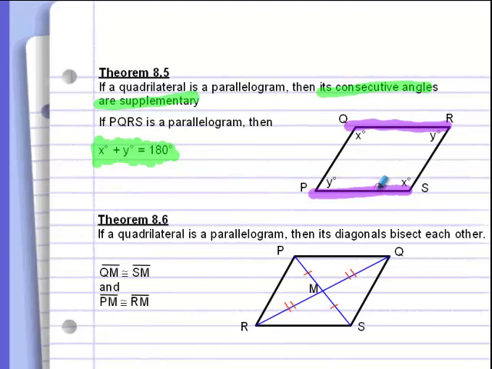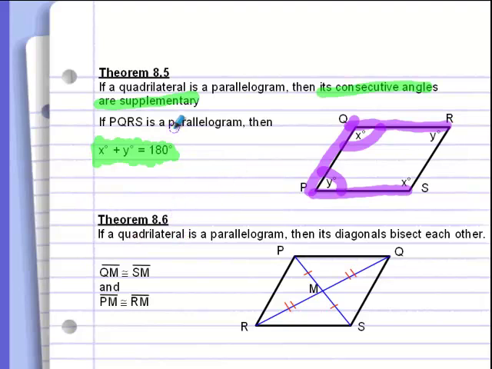If these two lines are parallel and they are cut by a transversal, oh look, they form consecutive interior angles. And I remember when we had the chapter on parallel lines, consecutive interior angles are supplementary. So I already knew this. They didn't need to tell me that.